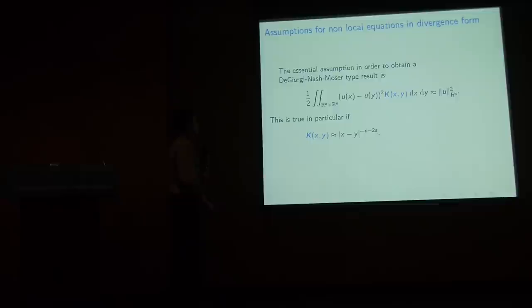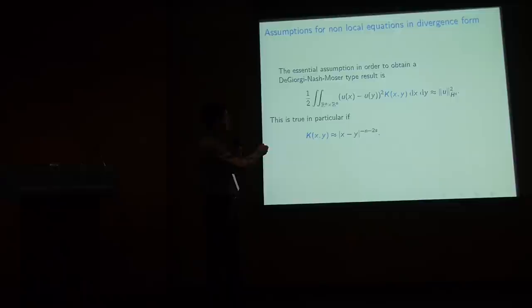One way that we can achieve that is if the kernel is comparable pointwise to |x − y| to the negative n minus 2s. If the kernel was exactly equal to that, then we would have the fractional heat equation. This will give us the fractional Laplacian on the right-hand side. In fact, here we would have equality: this quadratic form would be exactly the Sobolev norm.